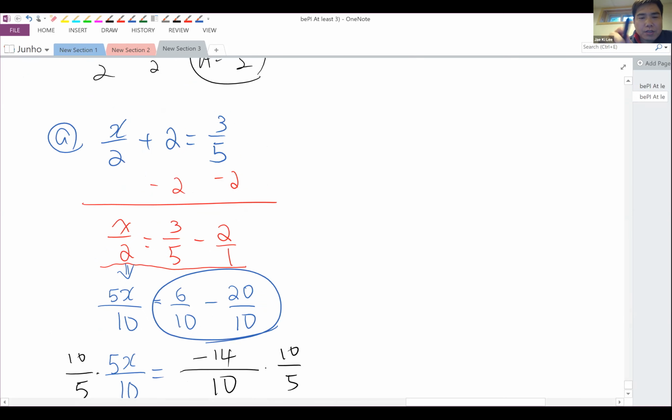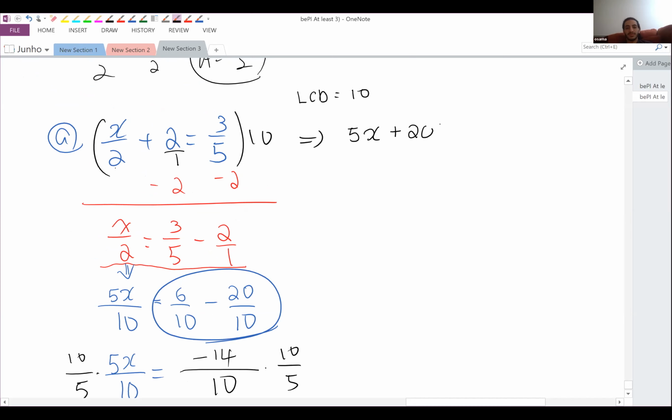So in this case, we can make this 2 over 1 and 5. So what's the LCD? 10, right? Since it is an equation, you are multiplying everything by 10. Then this becomes 5x plus 20 equals 6.